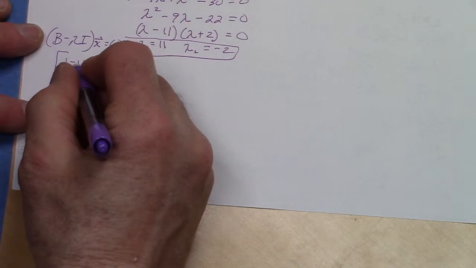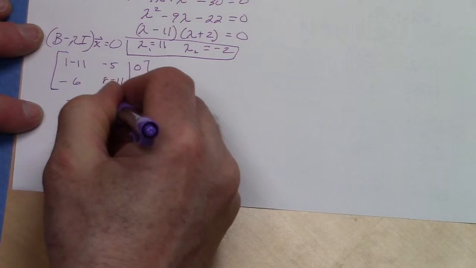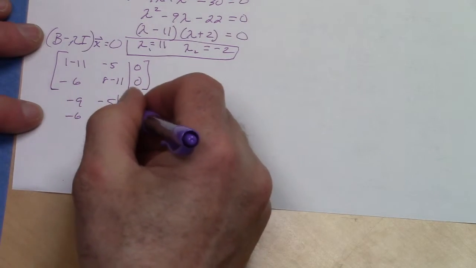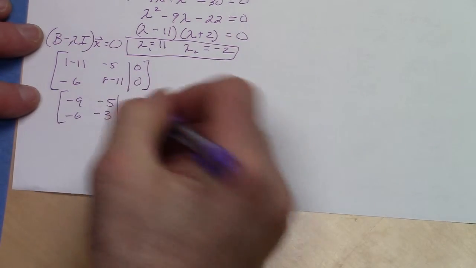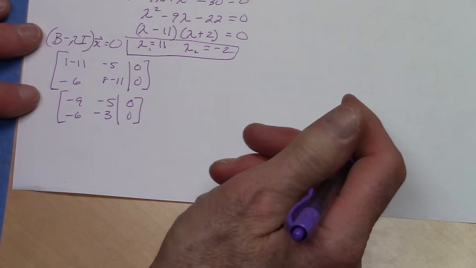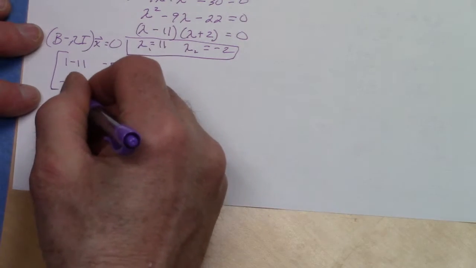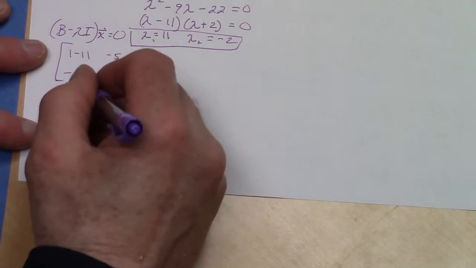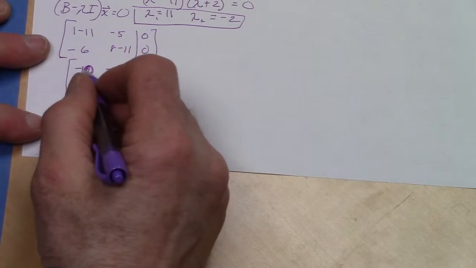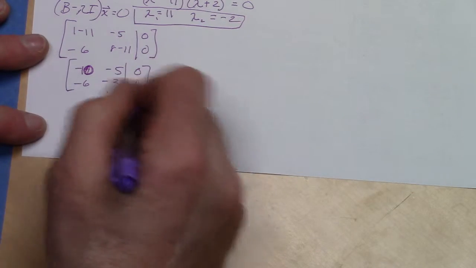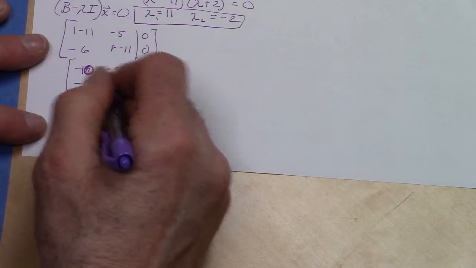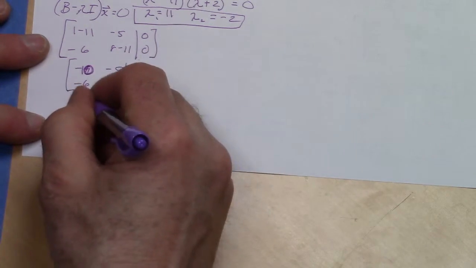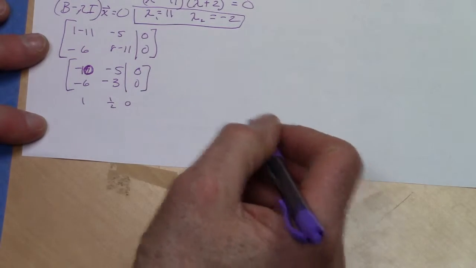So we get negative 9, negative 5, negative 6, and negative 3, 0. That's negative 10, not negative 3. I don't know what I was thinking. Okay. So you can see these are multiples of each other. If I divide this by negative 10, we'll get 1, 1/2, and 0.